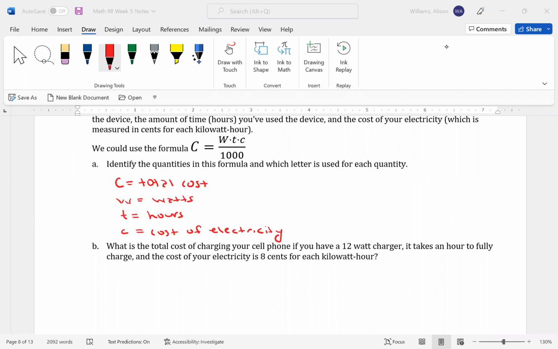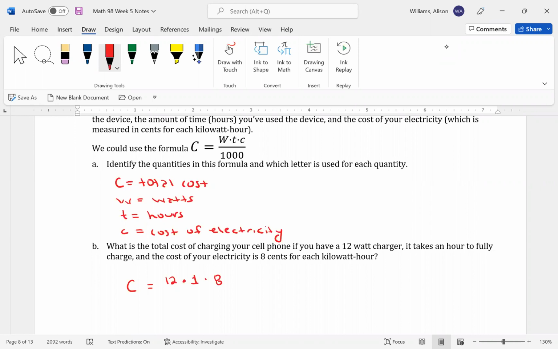We're going to plug everything in. So what I don't know is the total cost. That's what I'm trying to find. So capital C equals. Okay, so the watts is 12 watts times time, which is 1 hour, so 1 times cents for each kilowatt hour. So I think we're going to actually plug in 8. I don't think we have to plug in 0.08.